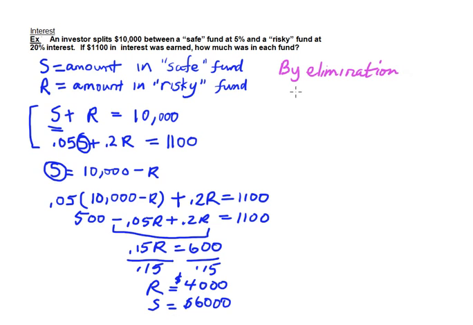So by elimination, we're going to have the same two equations: S plus R is equal to 10,000, and also 0.05S plus 0.2R is equal to 1,100. When we do elimination, what we want to do is match the coefficients for each of the variables so that one of the variables will drop out. And in the first equation, we don't see a 1 in front of the S, but we can write 1 there. Same thing with the R. We don't see explicitly that the coefficient is 1, but we can assume it to be 1.